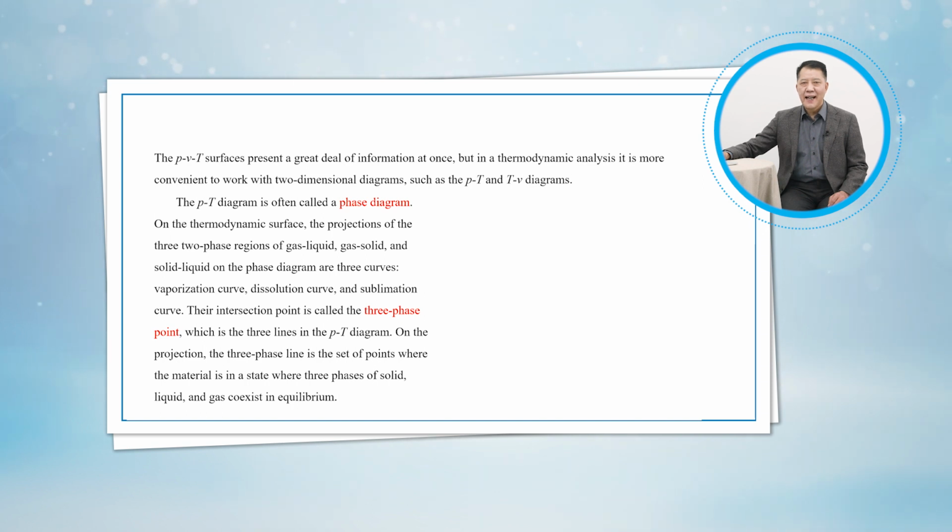These three lines meet at the triple point, where all three phases coexist in equilibrium. The vaporization line ends at the critical point because no distinction can be made between liquid and vapor phases above the critical point. Substances that expand and contract upon freezing differ only in the melting line on the PT diagram.